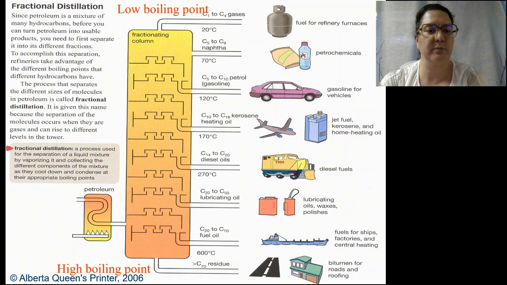So before you can turn petroleum into usable products, you have to first separate it. This is when refineries take advantage of the boiling points, because the heavier hydrocarbons, the ones with the highest boiling point, will condense first, and these are like fuels for ships and factories. And the hydrocarbons that have the lowest boiling point, like methane and propane, are fuels for refinery furnaces or camp stoves. So depending on the type of hydrocarbon, we use those as fuels for different vehicles.